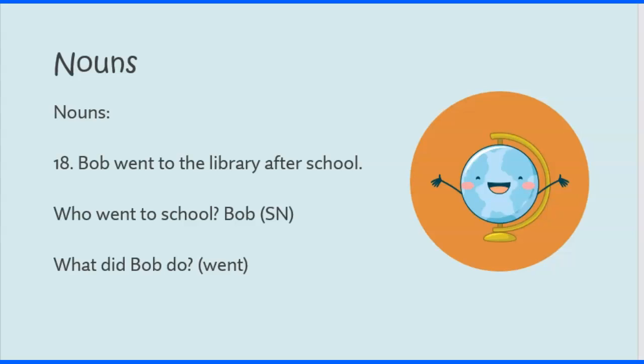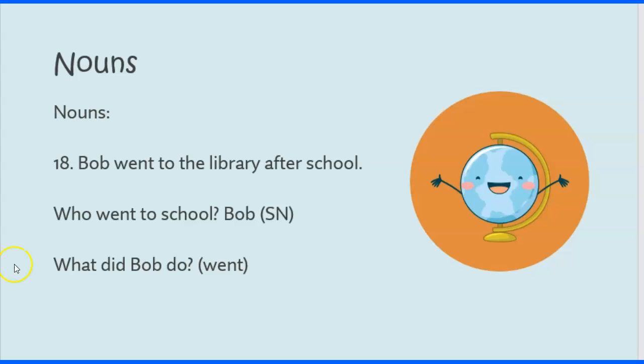Okay, our next one is nouns. So we're going to be looking for all the nouns at the end of this. But our sentence is, Bob went to the library after school. So we ask our questions. Who went to school? Bob. What did Bob do? Went.